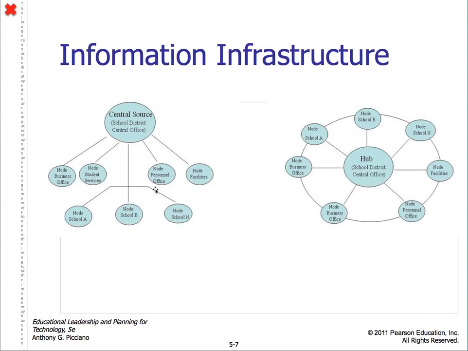And decisions are pretty much crafted at the top, and then information is given to the business office, student services personnel, facilities, all those types of things, and then ultimately the schools. The hub is a little bit more collaborative in nature. The school district does have an idea of what decisions they want to make, but they do a lot more collaboration, and it's much more what I feel is a better infrastructure.